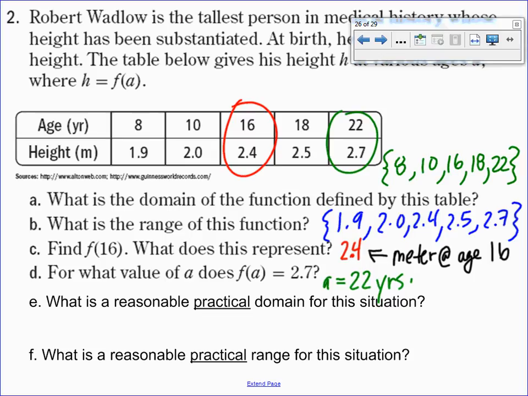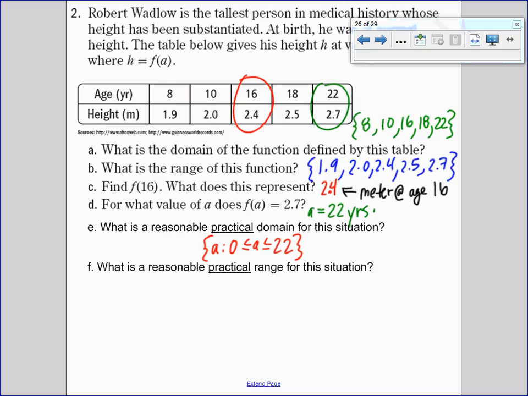What's the reasonable practical domain? In real life, would his domain, his age, only be the years 8, 10, 16, 18? No, his practical domain would start at age 0 and go up until his time of death, age 22. So the practical domain will be listed in set builder notation because there's an infinite number of ages A in his life, starting at 0 up until his time of death at 22 years old.